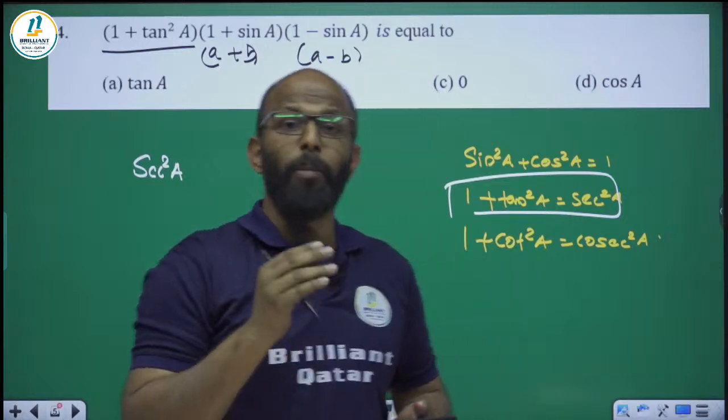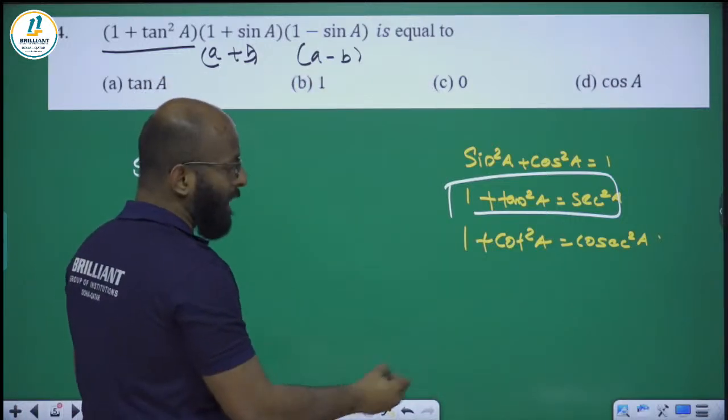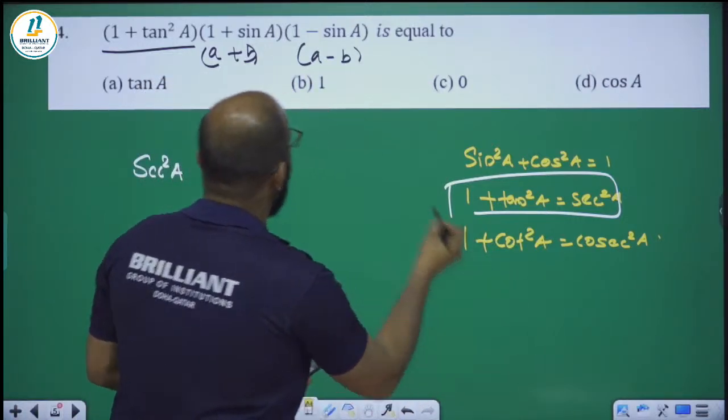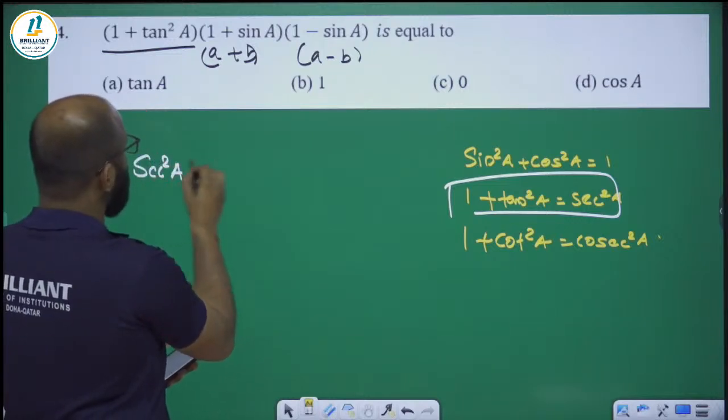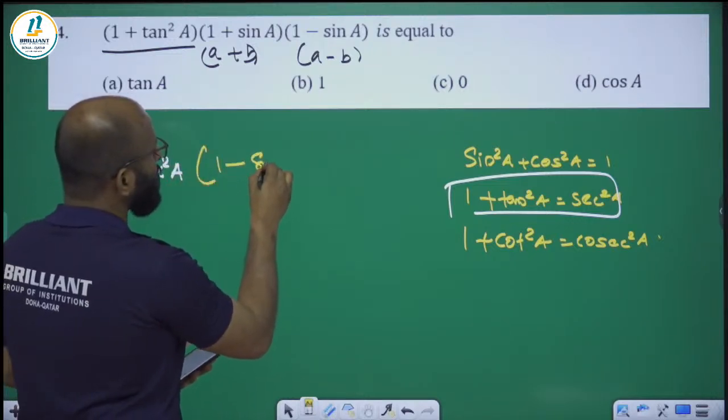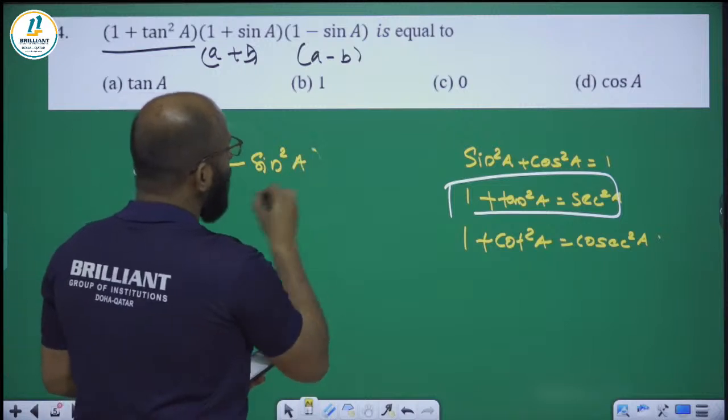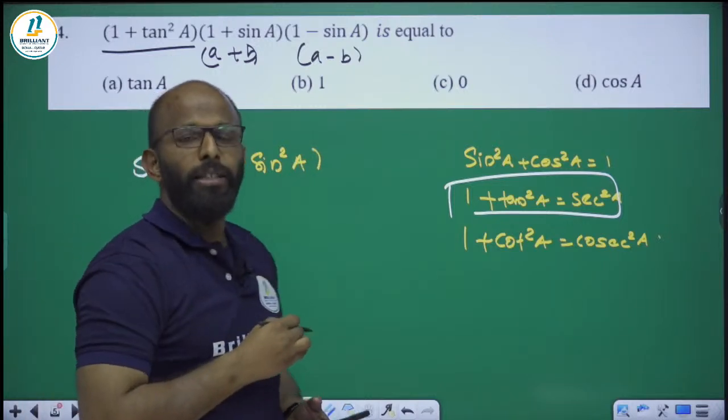Yes, a square minus b square. So we can use that identity here. We'll get sin square a into 1 minus sin square a.